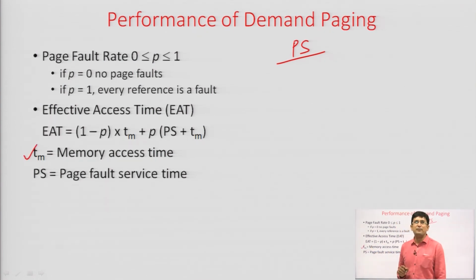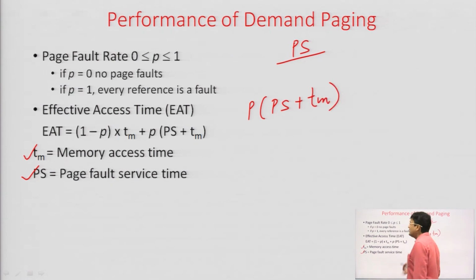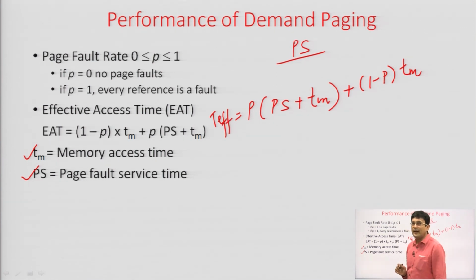But if the page is not present in the main memory, then we do the page fault service. When the page fault occurs, I have to do the page fault service, and then when the page is in the main memory, we access it from the main memory and send it to the CPU for execution. But when a page fault does not occur, that is 1 minus p, we only have to refer to the memory. So this is the T effective, the effective access time. P here represents the page fault rate.